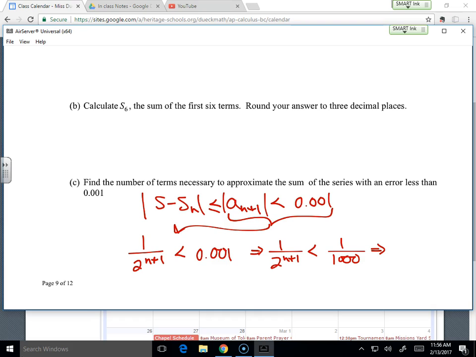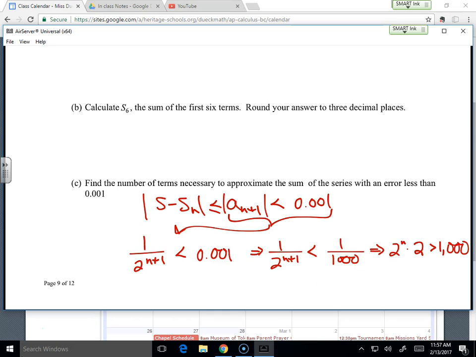And that leads us to 2 to the n plus 1, which is not the same thing as 2 to the n times 2, right? Is greater than 1,000. That will make life a bit easier. Then we can divide both sides by 2. So we'd have 2 to the n is greater than 500.